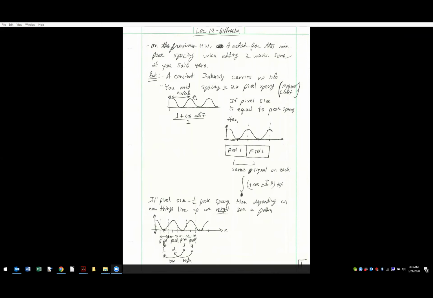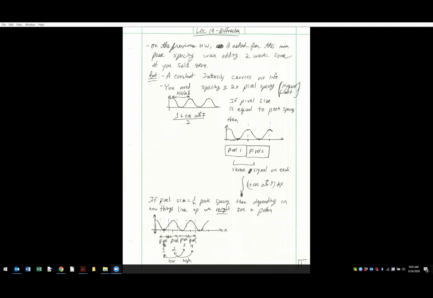So let's say we've got some sort of modulated pattern here. If our pixel size were equal to the peak spacing, well, the signal on each pixel is just going to be the integral of the intensity across the pixel area. And so if we're just working with 1D pixels, well, the signal here will be the same as the signal there. And we're not learning anything. We're not gathering any information.